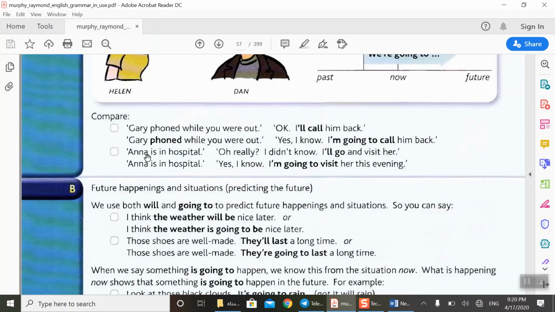But for example, يجيك واحد يقول لك she is in hospital. يقول لك yes I know أنا أدري يعني. واحد قال لك قبل يومين مثلا وأنت مقرر تزورها. Yes I know, I'm going to visit her this evening. يعني already decided. You see this difference between them? فرق بيناتهم. Already decided. Yes I know, I'm going to visit her. مثل هاي. Yes I know, I'm going to call him back. أدري بي خابرني. وأنا راح أخابره.